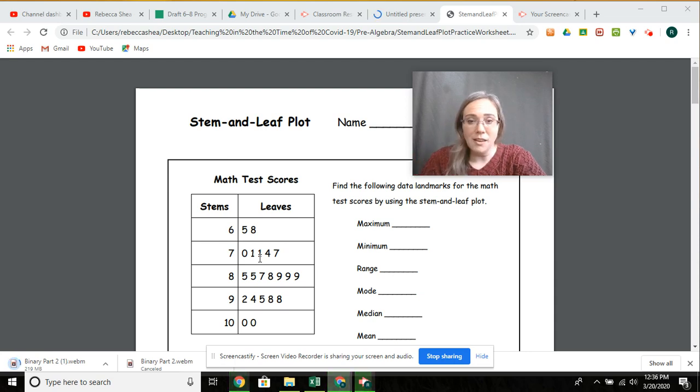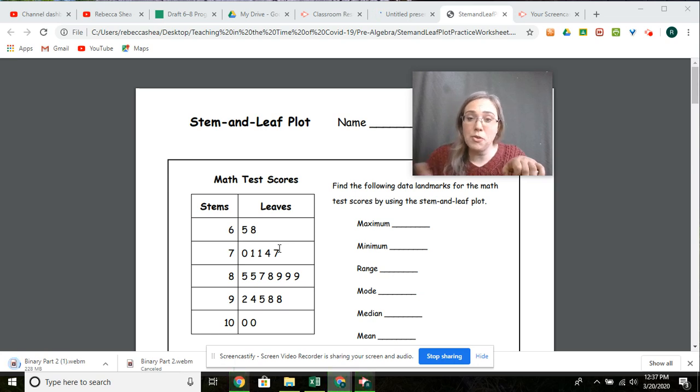So in order to do this, we would find the maximum. So what's the highest number on this? Well, probably not surprisingly, the highest number on this is 100. It's hard to get higher than a 100 score on a test, although not impossible. What's the minimum? Well, the smallest number is 6 and 5, so we have 65. The range is from the minimum to the maximum. What's the size of that spread? So you would do 100 minus 65 and you'll find the range.